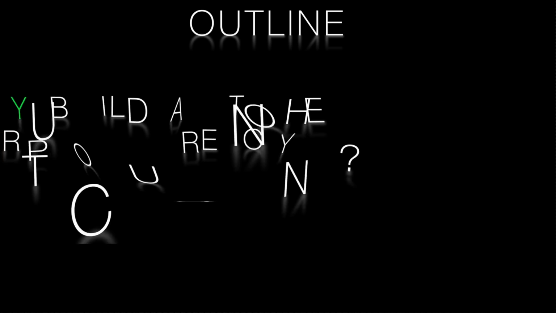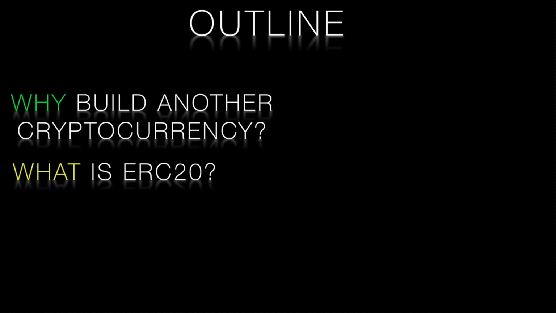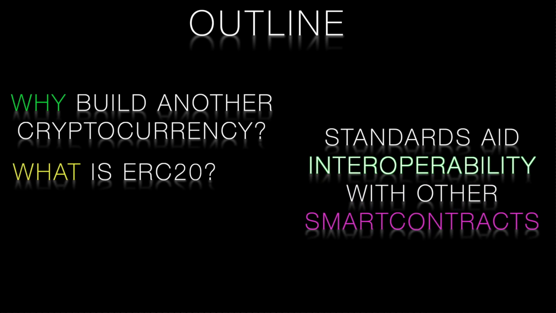We'll start with a discussion of why one would want to build a new cryptocurrency. We'll discuss the ERC20 standard. ERC stands for Ethereum Request for Comment. ERC20 sets out the standards for currency tokens. By adopting a set of standards, your currency can interoperate with other smart contracts on the Ethereum blockchain, built to handle tokens and currencies. Standards are kinda useful.